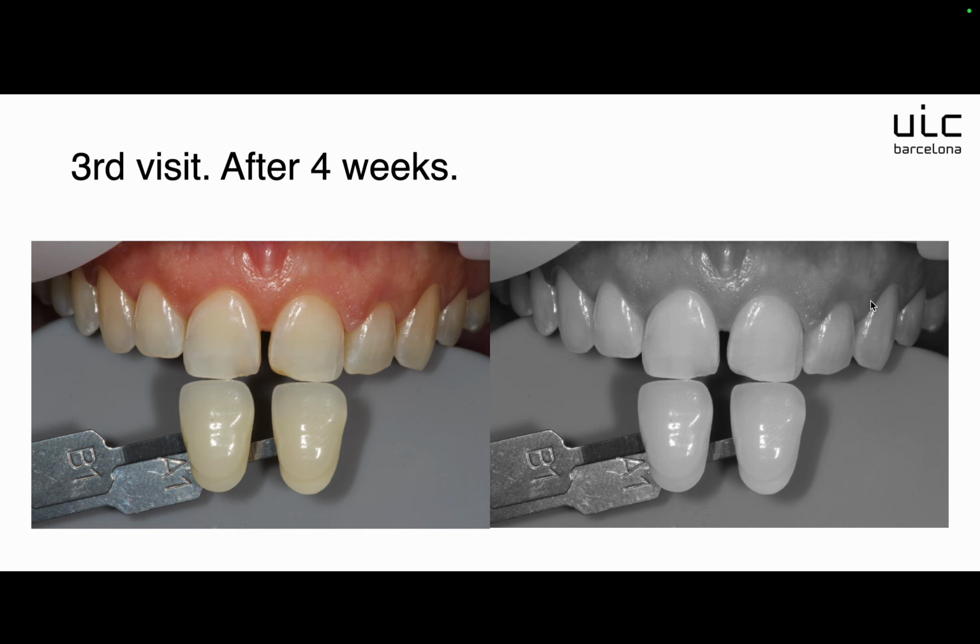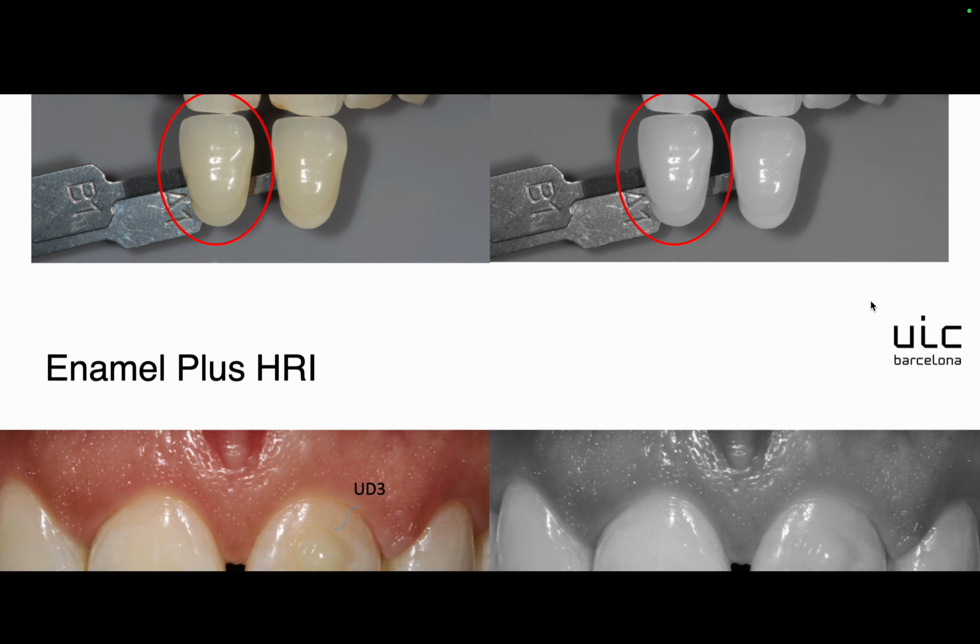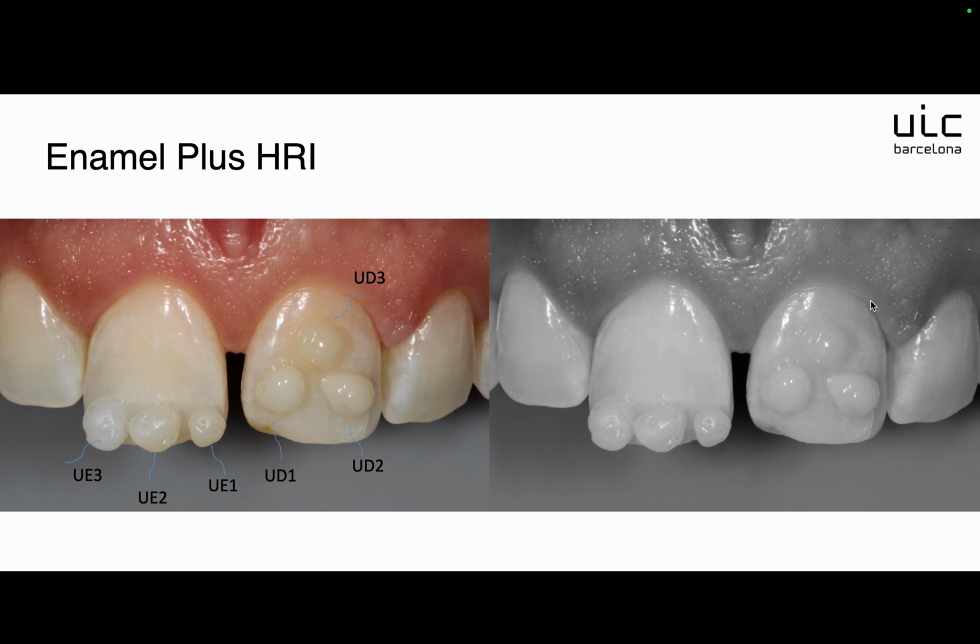So we take the photo as well with the white and black in order to check the value, and we can see, guys, how much we improve. More or less with the bleaching we can improve the tone by 1 or 2. And then we start to do our composite.